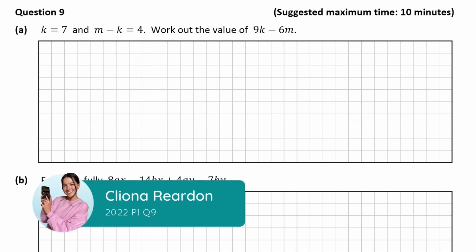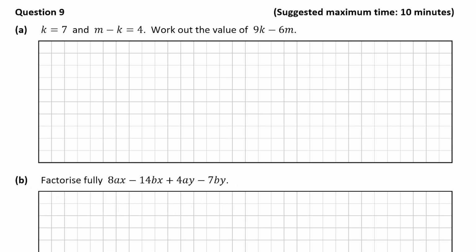Kleena here, and today I'm going to be taking you through the solution to this question based on algebra, and this is from the Junior Cert Higher Level paper from 2022. So let's get started. Question A tells us that k is equal to 7 and m minus k is equal to 4, so asks us to work out the value of 9k minus 6m. So we're told that k is equal to 7 and we're told that m minus k is equal to 4.